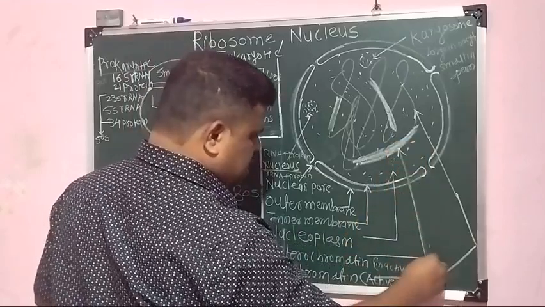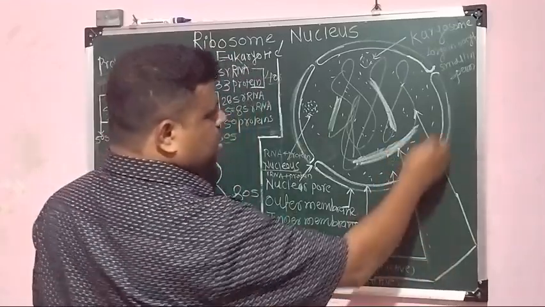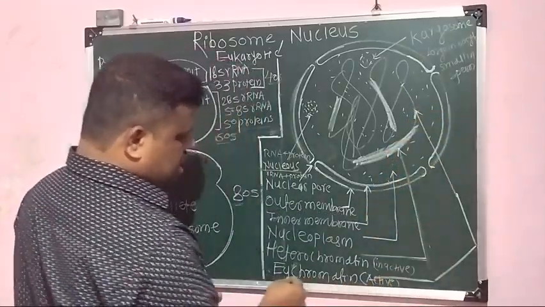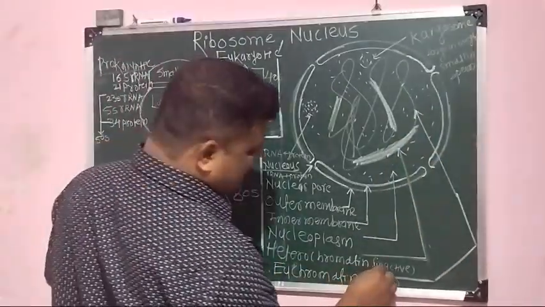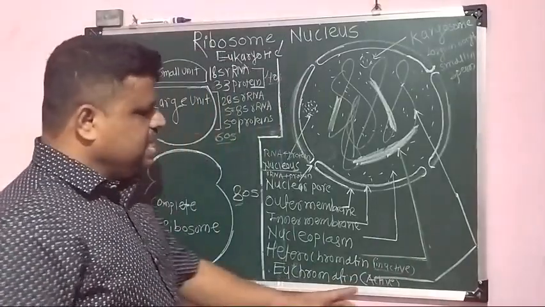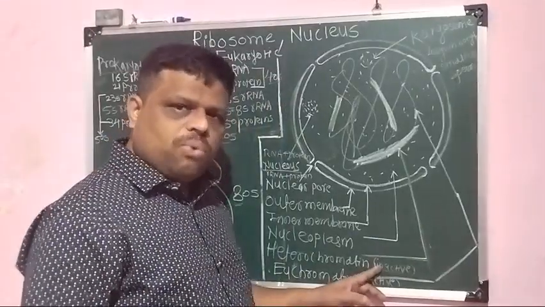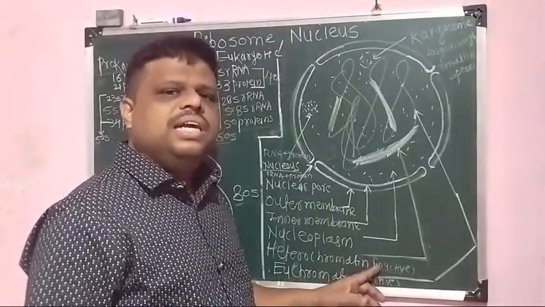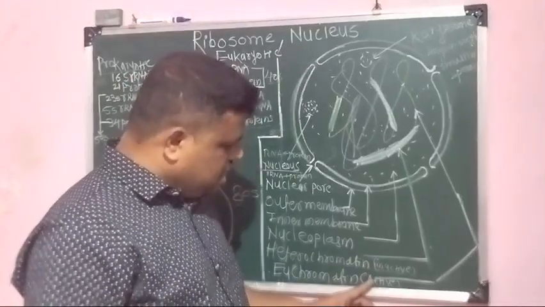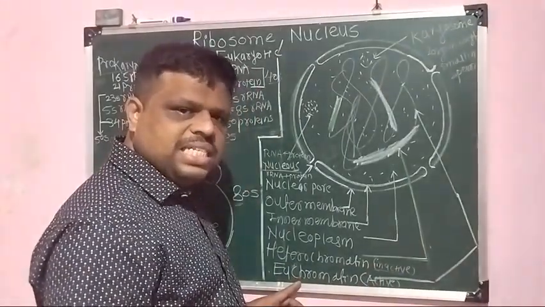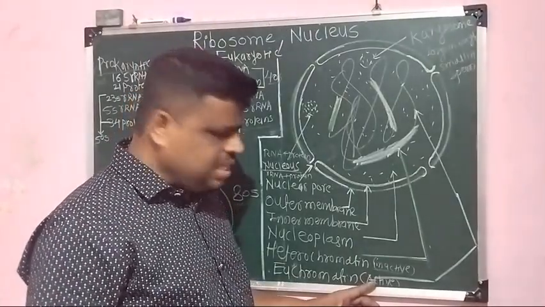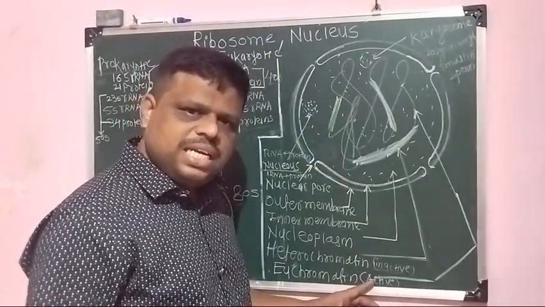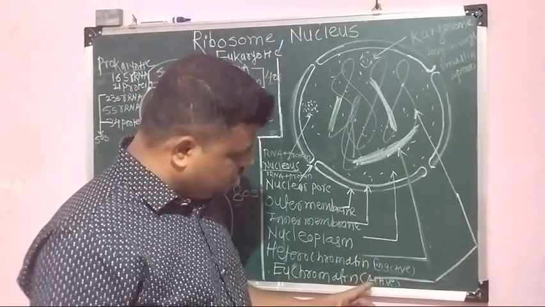Dark parts are known as heterochromatin, while thin parts are known as euchromatin. This heterochromatin is inactive. It contains a large amount of proteins and less amount of DNA. This euchromatin is an active part of the chromatin network. It contains a large amount of DNA and less amount of proteins.